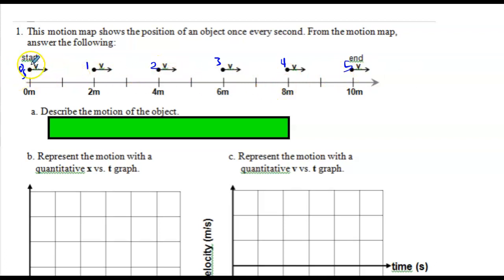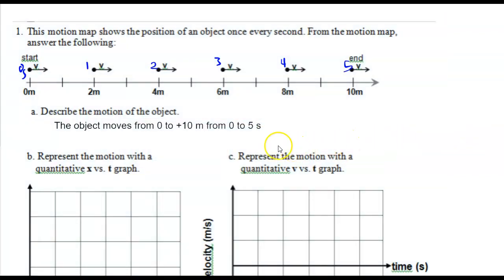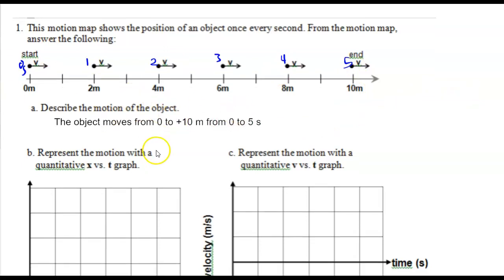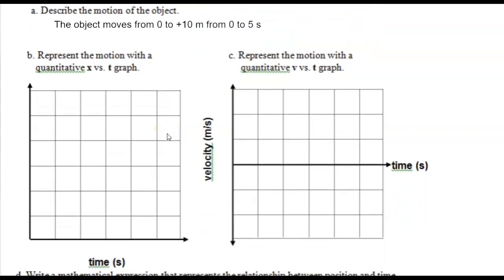And the reason why I can say that is it looks like the space between the dots is the same. If I was describing this motion, I just start from where it starts to where it ends and describe the time interval. So I have it as the object moves from 0 to positive 10 meters from 0 to 5 seconds. Again, the positive here just means that it moved in the positive direction. If this was flipped over, it would move in the negative direction. That's fine. So we're going to represent this motion with a quantitative position versus time graph.